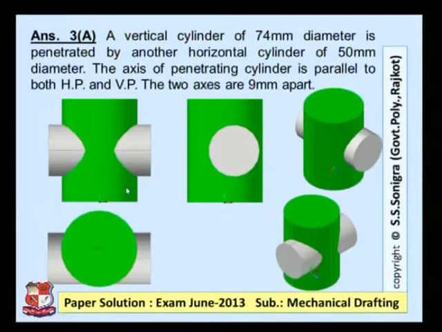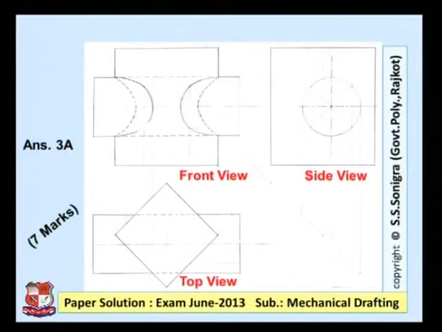We have to draw both the cases as a solution of the problem, and both the cases would appear like this. This is the solution showing both the cases. Answer number 3A asked for 7 marks. And how to draw these both the cases, that we will discuss in the next coming lecture.